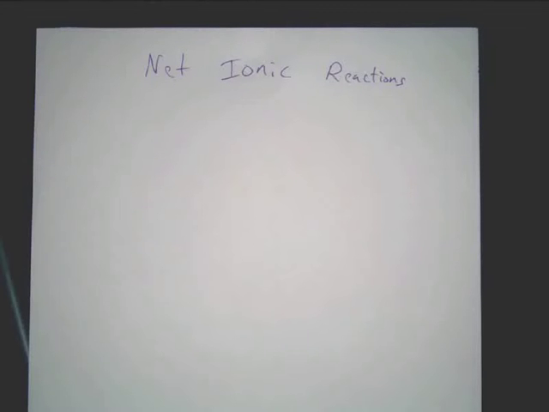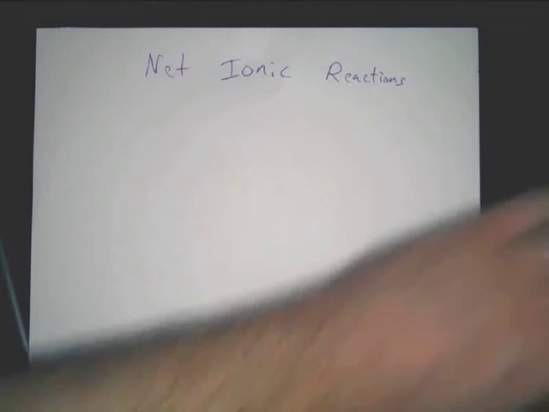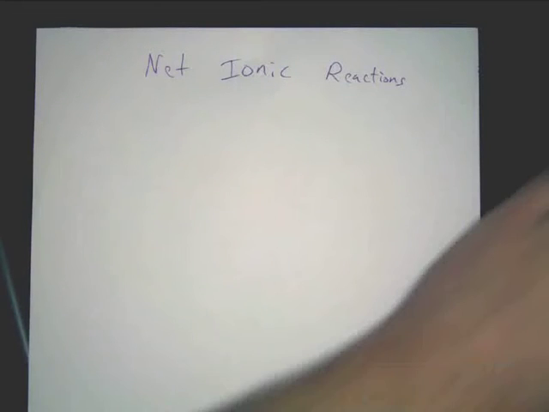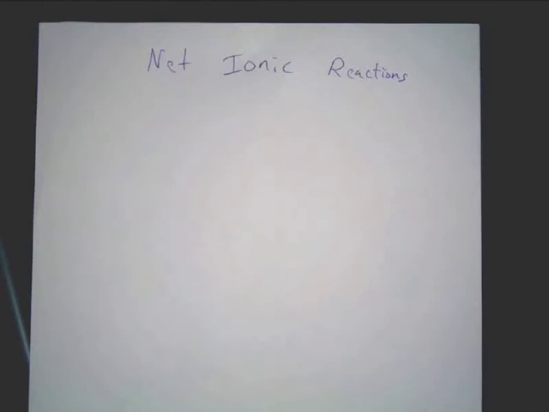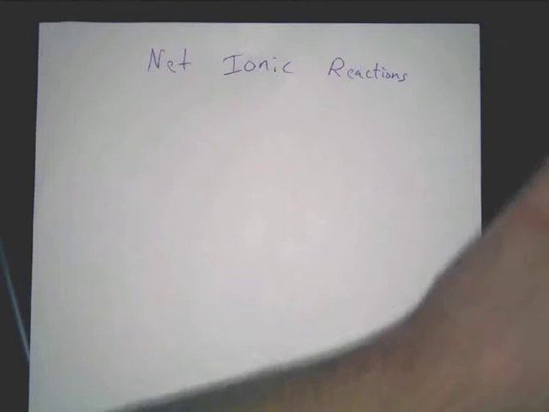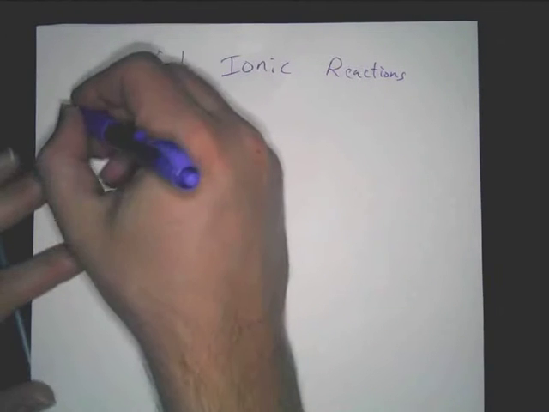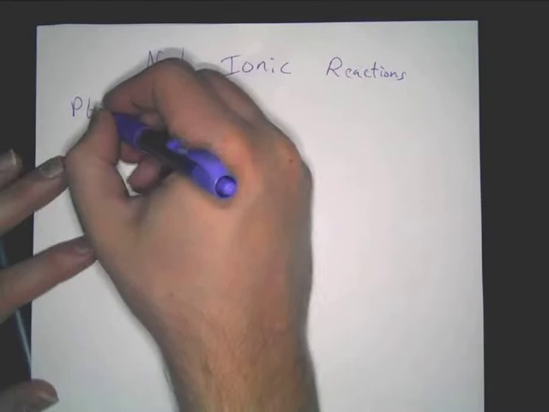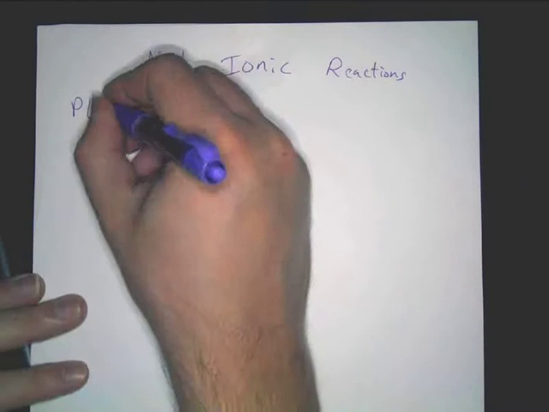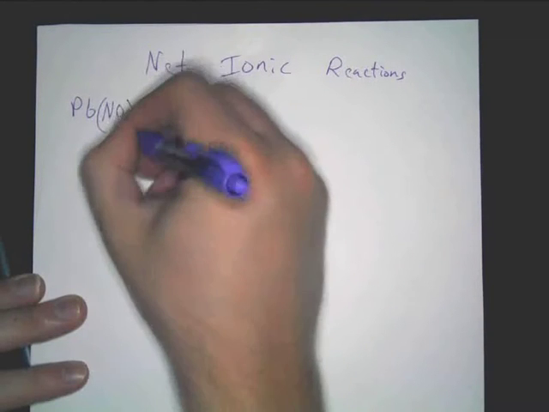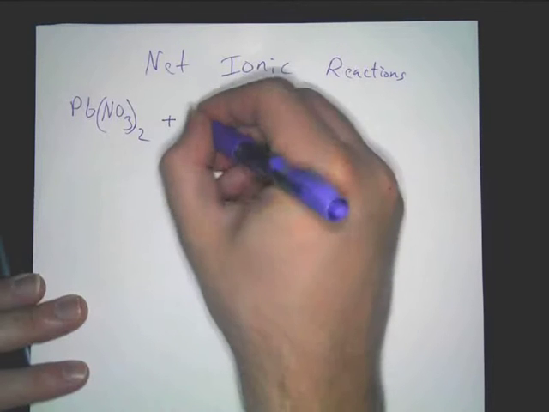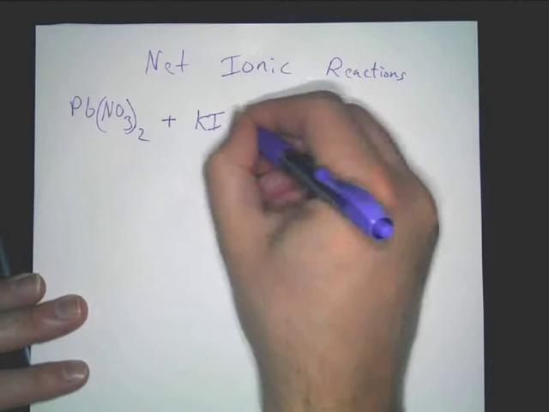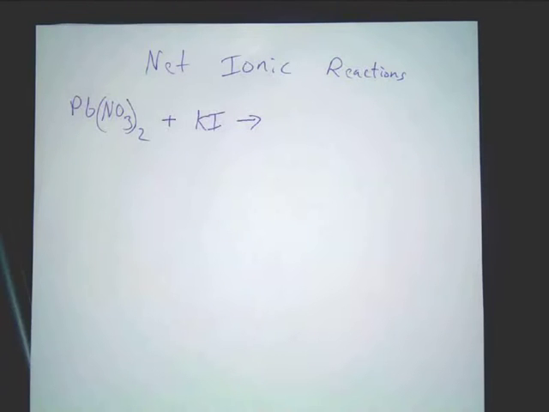So we're going to do a net ionic reaction for the reaction that you saw here. Now, this reaction here where you see the lead iodide forming, that's what we're going to do right now. So, the way it works, your initial thing is going to be Pb(NO3)2 plus KI, and that's what you'd be given in the problem. That'd be your starting point right there.